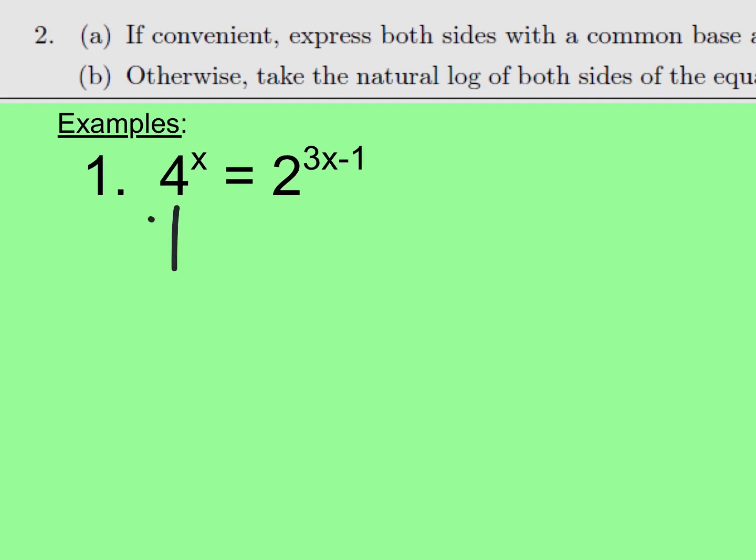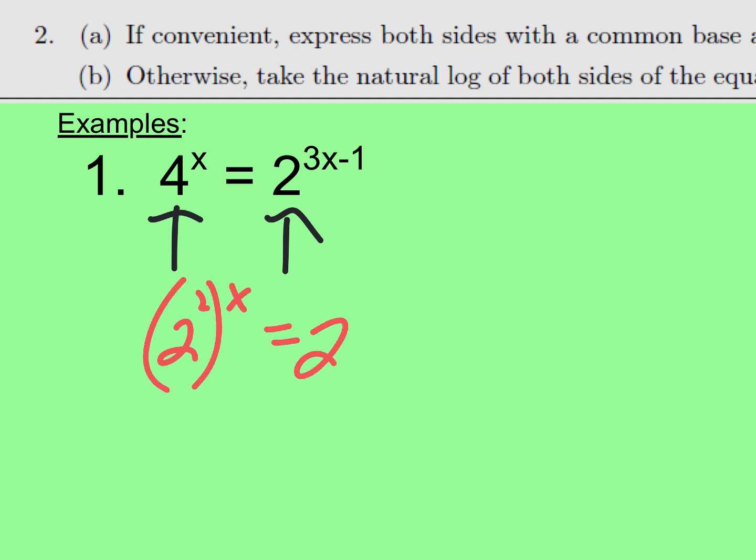Do you get how there's bases that happen to be nice enough that you could make them both have a base of 2? That's super nice. So then I could just replace that 4 with 2 squared, and then it's 2 to the x equals 2 to the 3x minus 1, and bases are the same. Do you remember this from higher algebra? If you make the bases the same, then the exponents are equal. If you forgot it, you can relearn it right now really fast. It's not that hard. If you can get the bases to be the same, then the exponents have to be equal.